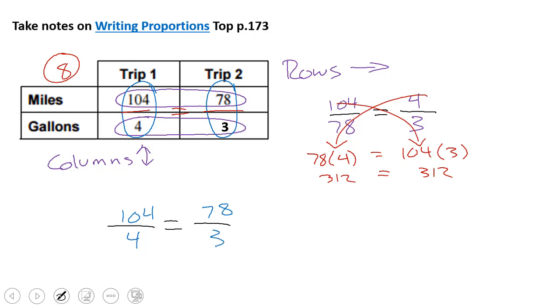Just like that. Now recognize, ladies and gentlemen, again, if I do my cross products, I'm multiplying 104 times 3, and I'm multiplying 78 times 4. Now, ladies and gentlemen, if we look back at our rows, we're multiplying the same numbers again. So we know these are equal because we've already done it. So the columns is probably the easiest, simplest to understand and to write when it comes to writing these proportions. Those are the 2 most common ways.